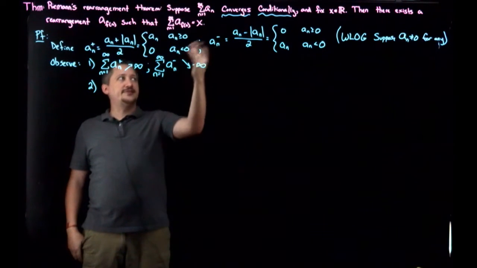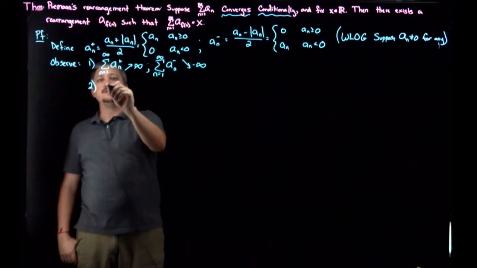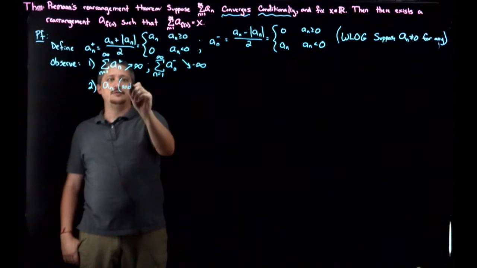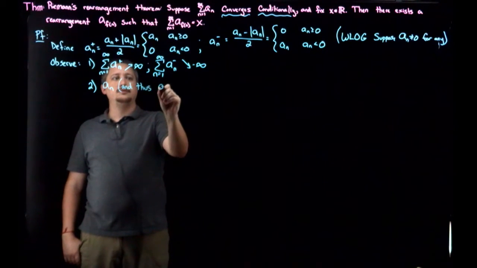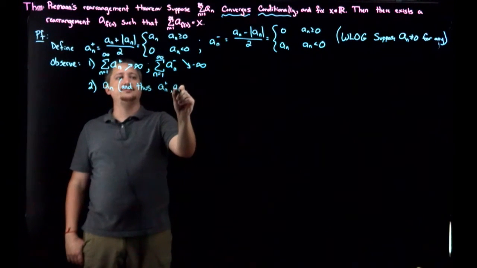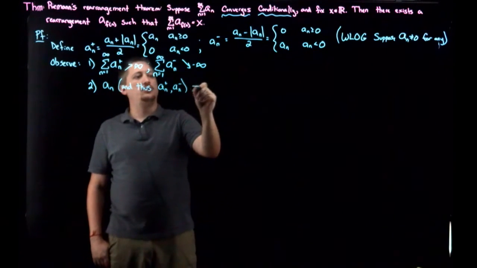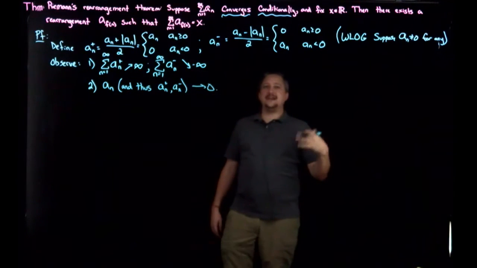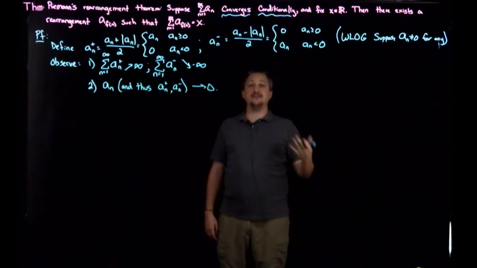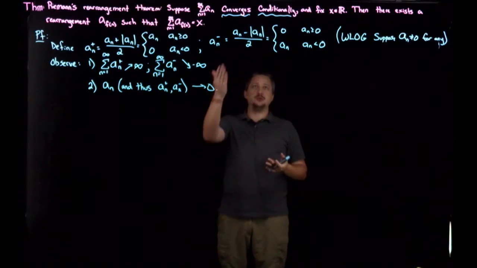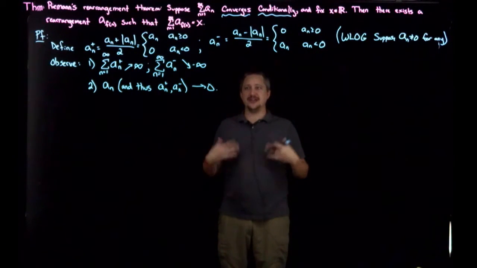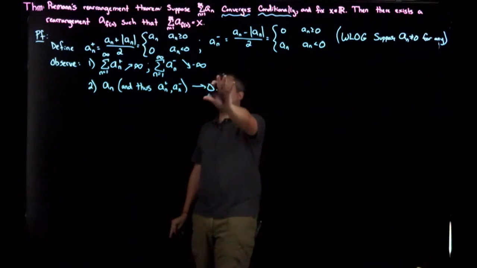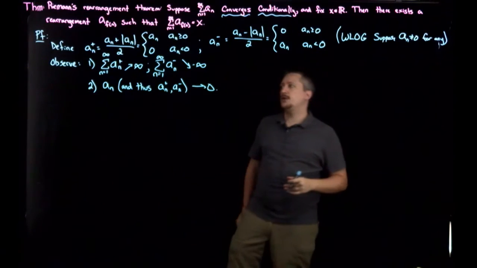The second thing I'm going to observe is that since this thing does converge conditionally, an, and thus an plus and an minus, all converge to 0. Right, so that's the idea of the test for divergence. If they weren't going to 0, it wouldn't converge. So since it's converging, it has to go to 0. Okay? So these are just observations I'm making before I do any work.